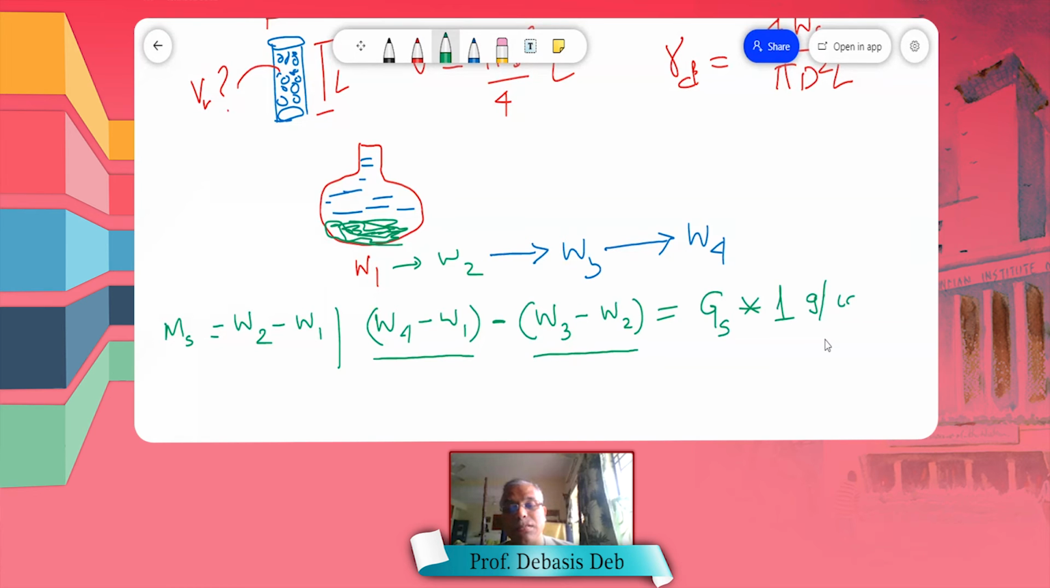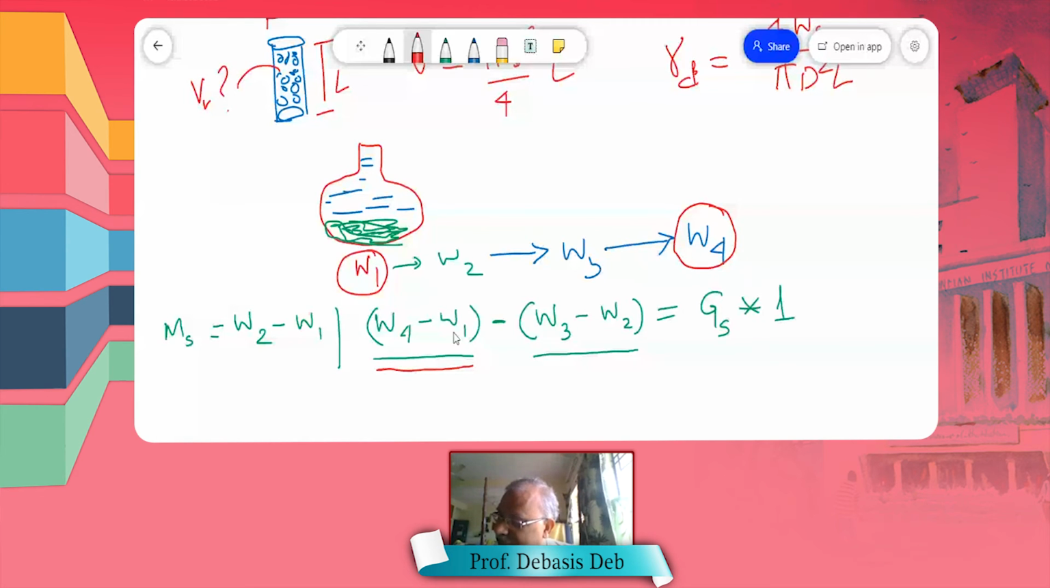Sir, can you explain this once? I just missed it. Okay, you just missed it. Now, you understood this part, W4 minus W1. This is basically empty bottle plus water, and this is the empty bottle. So W4 minus W1 is only the weight of water of the complete bottle.